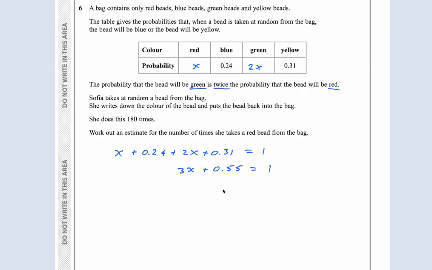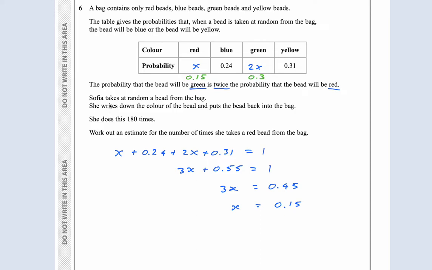0.55 equals 1. 3x equals 1 minus 0.55, which is 0.45. And then x is equal to 0.15. That means the probability that it's red is 0.15, and the probability it's green is 0.3. That makes sense because this is twice this, and these numbers all add up to 1.